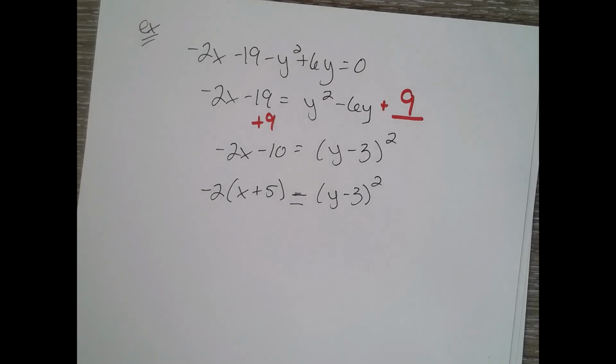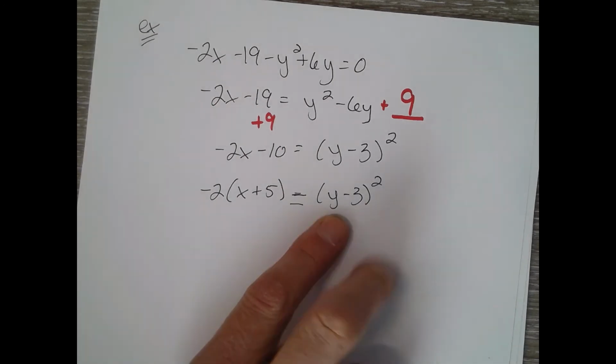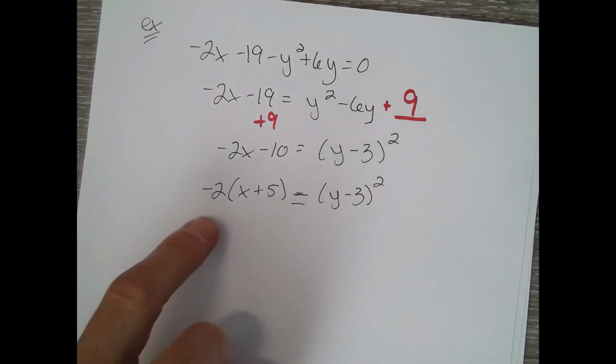So go ahead and answer those questions. Vertex, focus, sketch, directrix. The squared's on the right side, but it doesn't matter. The 4p is still over here.